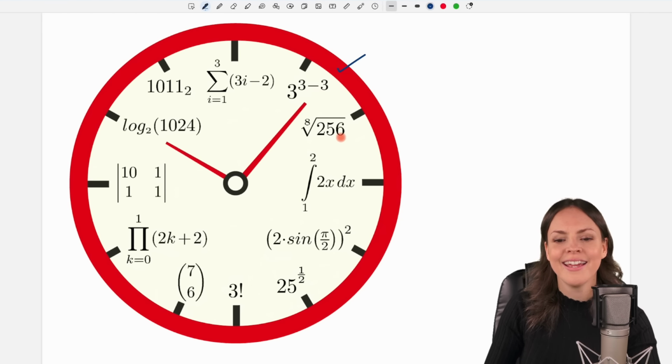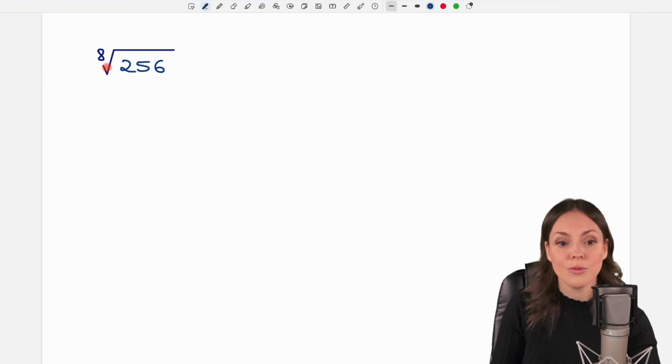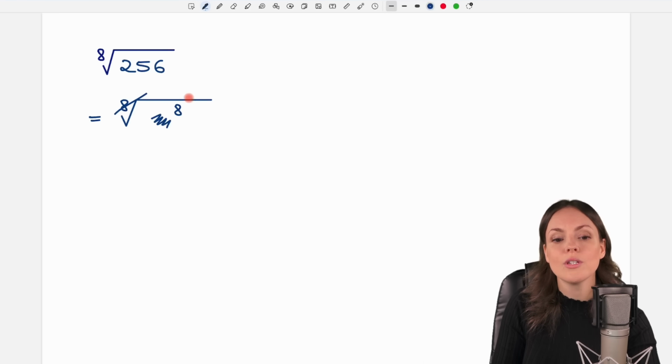We figured it out, and can take a look at 2 o'clock here. We have the 8th root of 256. This would be easy to calculate if we had in our root something to the power of 8, because then the 8th root and to the power of 8 would cancel each other out, and only this number here would be left as a result. But can we write 256 as something to the power of 8? Or if we can, how?